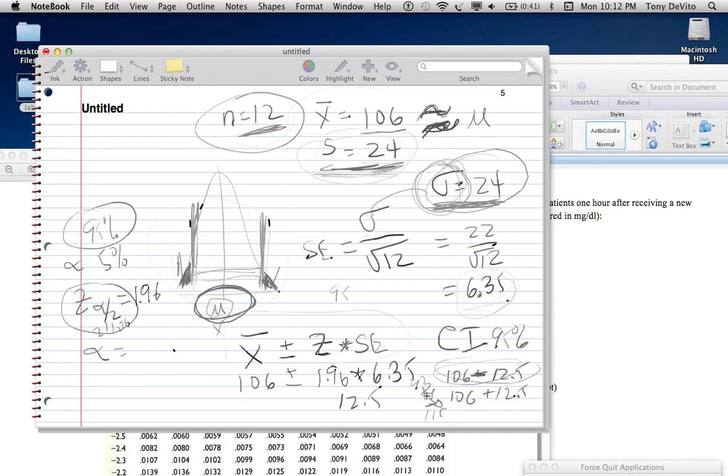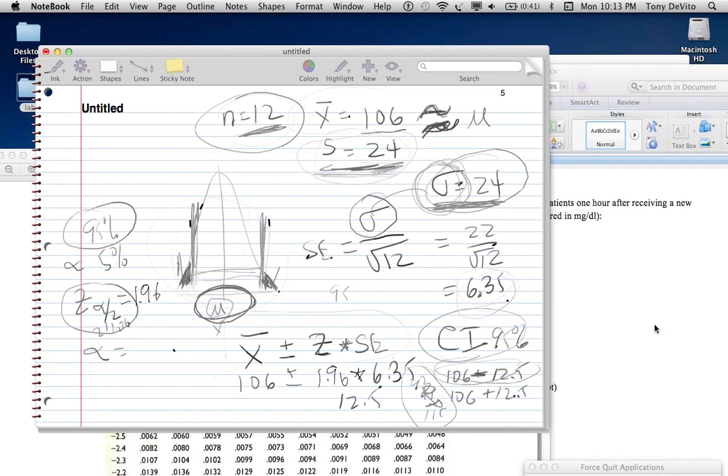So we're 95% sure, or we're willing to accept a 5% chance of error, that our true population mean is between 93 and 119. That's how I calculate my confidence interval if I know the standard deviation of the population.